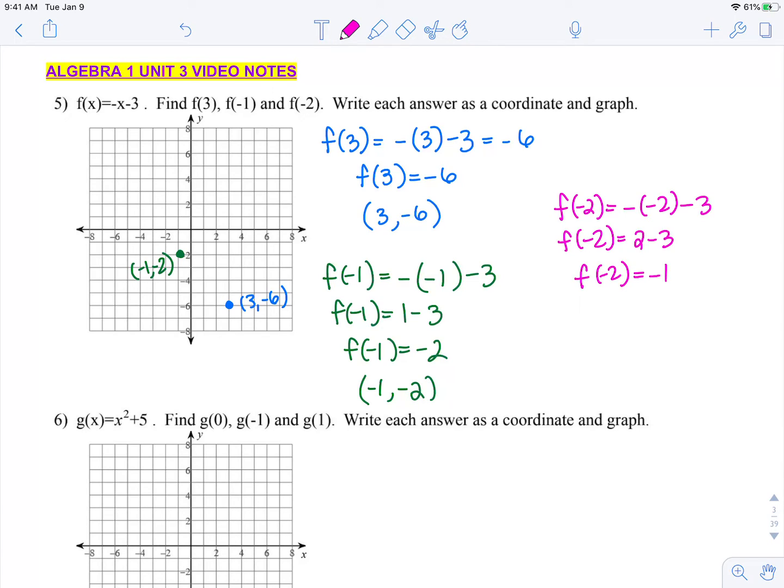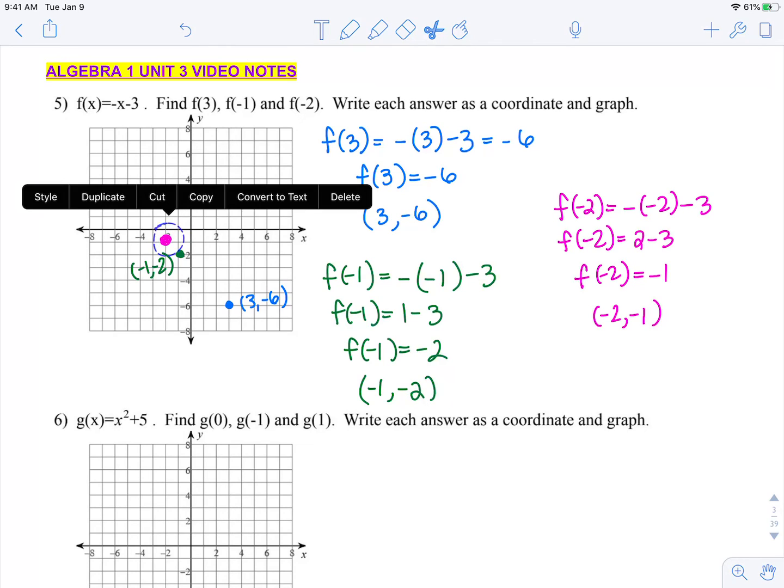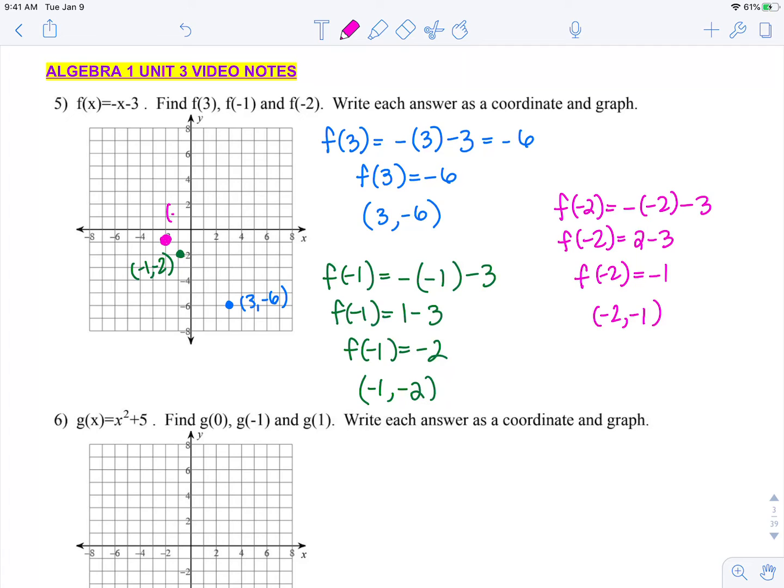So as a coordinate, that means my input was negative 2 and my output is negative 1. So starting from my origin to plot that point, I go left 2, down 1. And this is negative 2, negative 1.